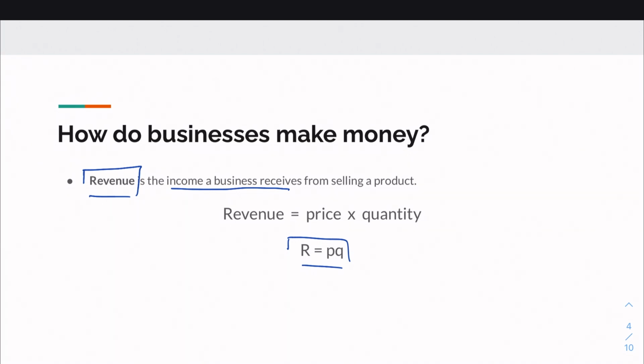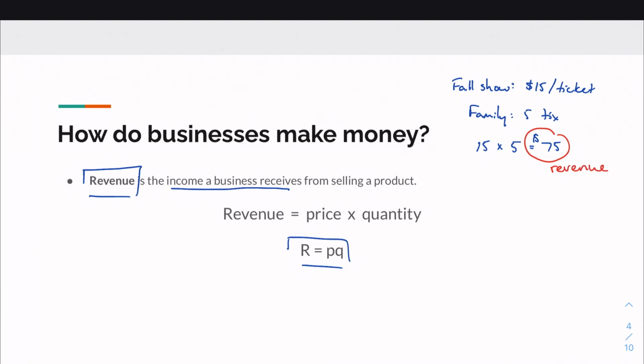So let's just say, for example, I'm selling tickets to Prout's Fall Show, and I say that it's $15 a ticket, no matter where I sit. If I have a family come up and they're going to buy 5 tickets, well, then I just made $15 a ticket for 5 tickets, and that's going to be $75. That is my revenue. It's the price of the ticket times the quantity that was purchased. So it's not a complicated topic.